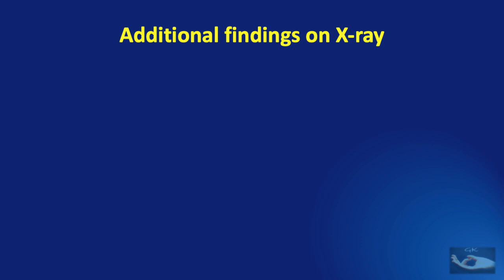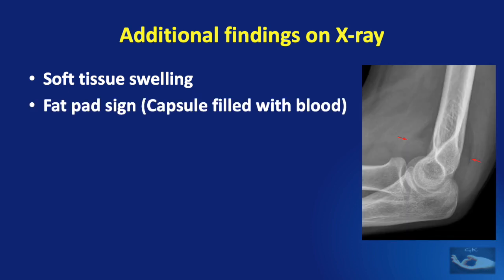it may not be very obvious and we may have to depend on additional findings to look for the fractures, like soft tissue swelling. The fat pad sign shows when there is an intra-articular fracture, the joint cavity gets filled with blood, and this displaces the fat that is present anterior and posterior to the joint. This will show up on X-ray as the fat pad sign. Joint effusion is also seen in this manner.